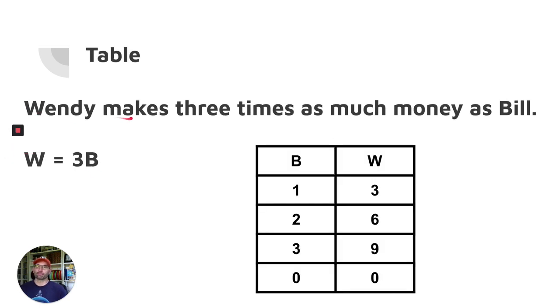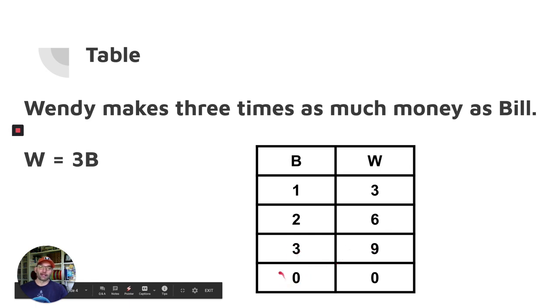Here's the same problem. Wendy makes 3 times as much money as Bill, and the same equation, W equals 3B, but now we have it as a table. So for the B's, for Bill, that's unknown, right? So it's an independent variable. So if B is 1, Wendy would be 3 times that. So 1 times 3 is 3. Bill is 2, 2 times 3 is 6. 3 times 3 is 9. And if it's 0, 0 times 3 is still 0.